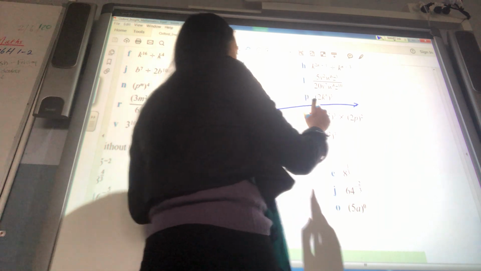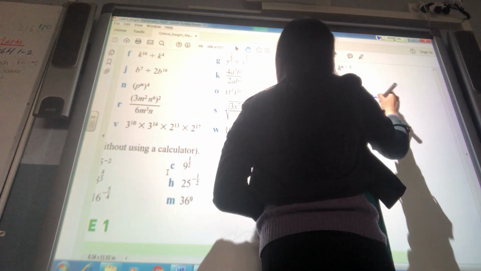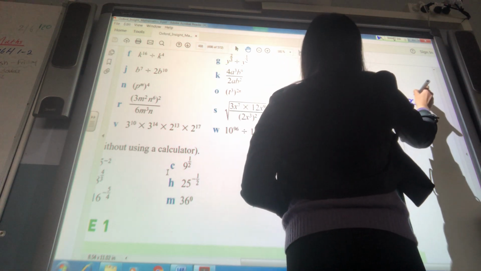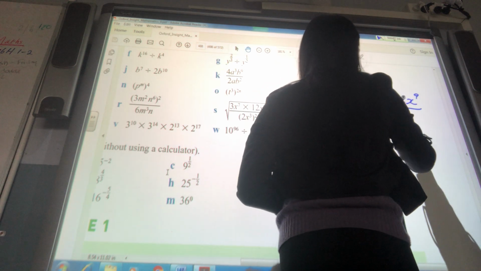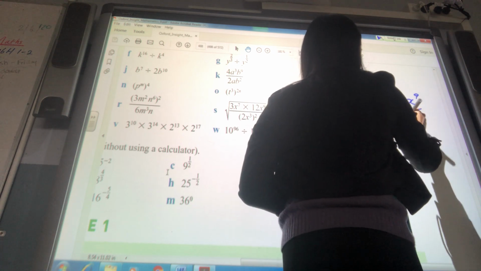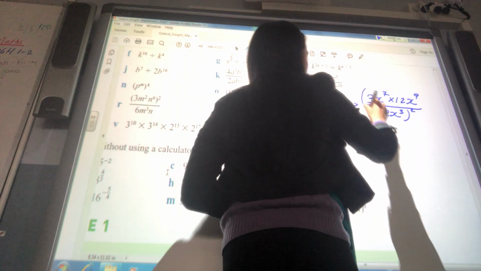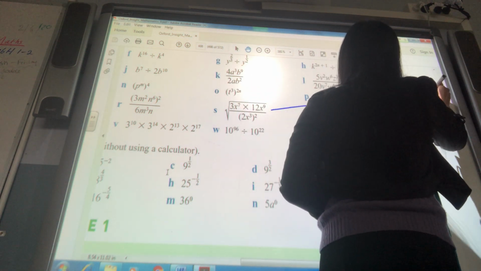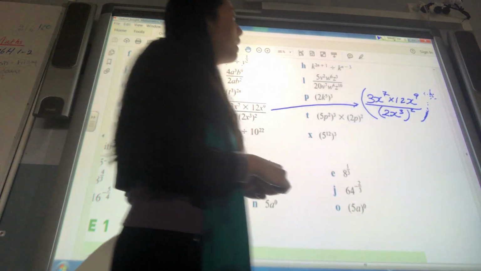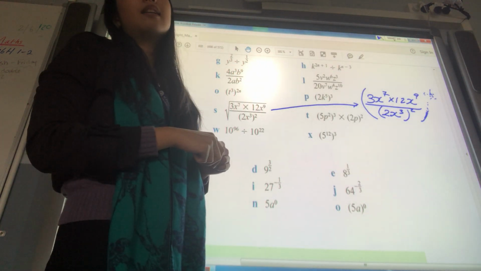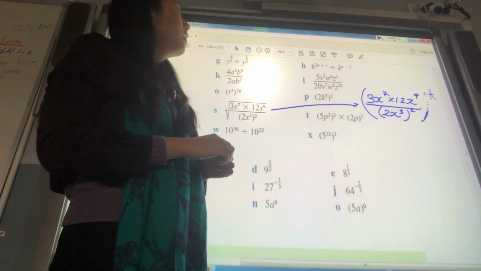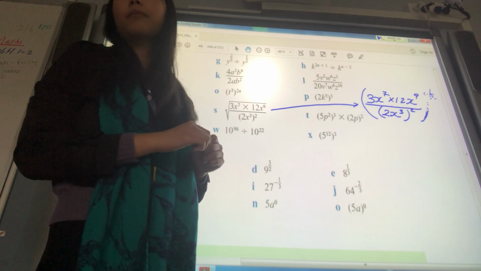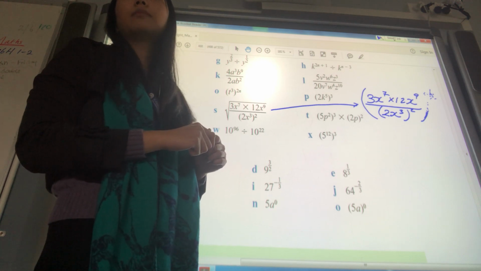So the whole thing for S, I'm going to do it on the side. It's going to be 3x to the power 7 times 12x to the power 9 over 2x cubed. I'm not changing anything yet. But on the outside, the square root, I can change it into 1 over 2. So once I've done that, inside the bracket, there's something I can combine, right? 3x to the power 7 times 12x to the power 9.